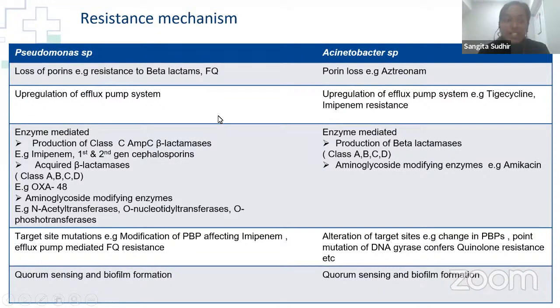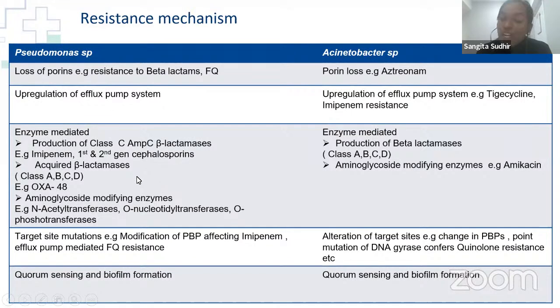The third one is enzyme mediated. So the production of class C AmpC beta-lactamases, which is inherent. That is why imipenem and first and second generation cephalosporins are resistant and will not be used for Pseudomonas species.